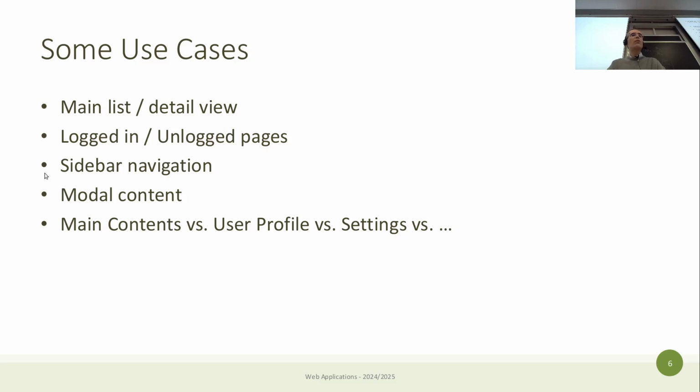So there's plenty of use cases in which you would like to change the URL. So basically each time you have a new view, something new to show, you would like to have a different URL, like the main list and a detailed view, or a logged in, logged out page, or the sidebar, or an add page, as we will have later, or an edit page, and so on. Okay? So there's plenty of use cases. And designing the URLs is something you need to get used to.